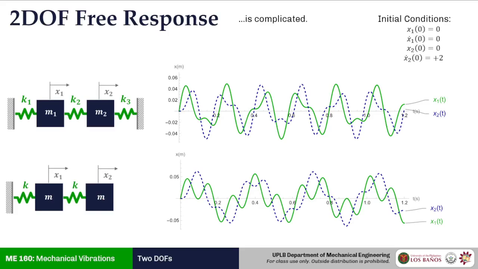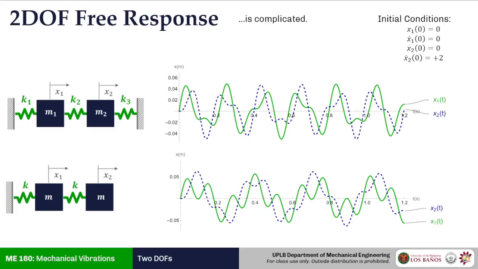So in a sense, every 2 degree of freedom system is unique. Their impedance matrices are unique to one another. So you have to go back and solve for the natural frequencies and the mode shapes over and over again if the properties or the involved elements change.